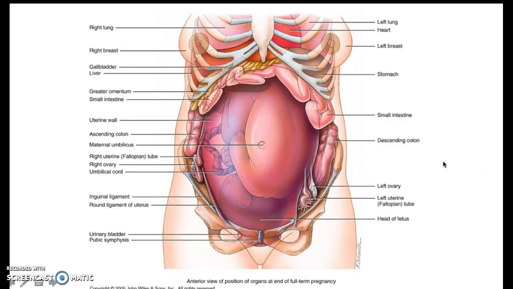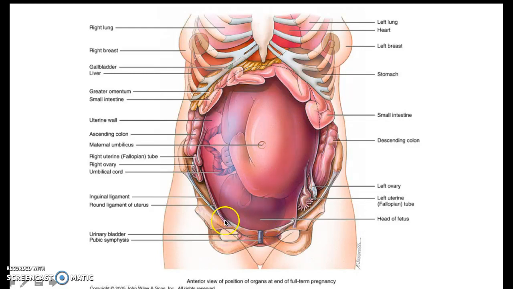We want to talk about childbirth. This particular image is showing a pregnant woman, and it's as if you could see through her abdomen to see the uterus and the baby inside. Notice that the baby is head down, and the baby's head is pushing on the cervix, which is the neck of the uterus. At full term, you can see the baby takes up all of the space inside the mother's abdomen. It pushes all of the other organs out of the way. This is why pregnant women are so uncomfortable.